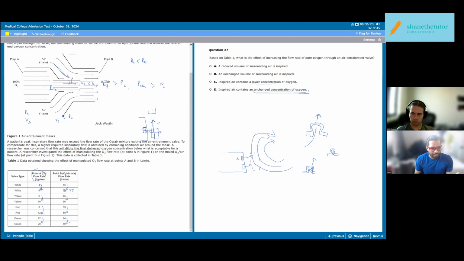But since the flow rate of B increases proportionately to the one at point A, it means that the O2 concentration does not change because we're increasing that flow rate to match that, right? Okay. So yeah, this should be an unchanged concentration of oxygen, but this was a really tough one. But we could at least bring it down to C and D at least.